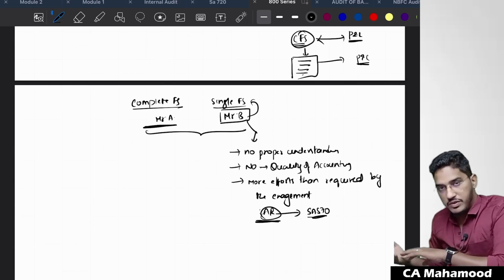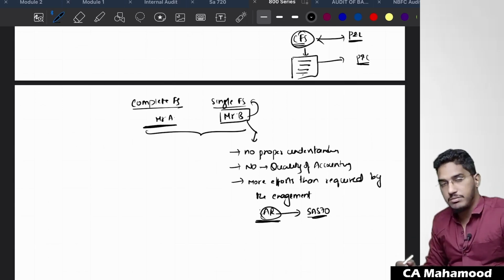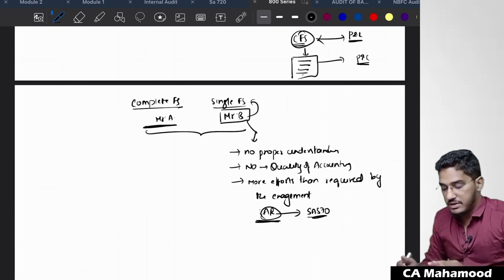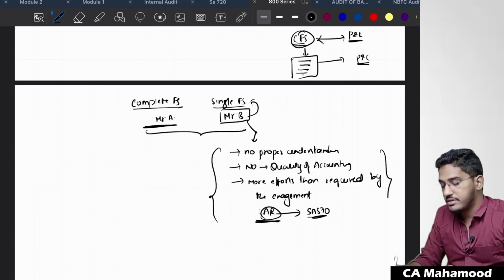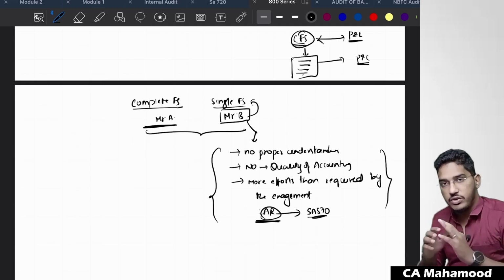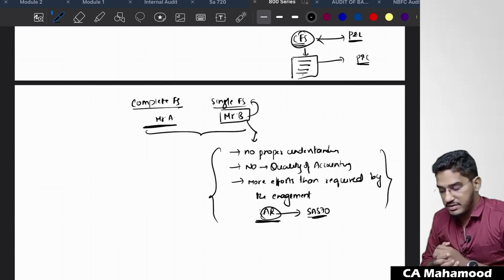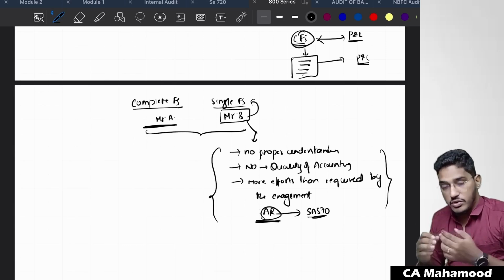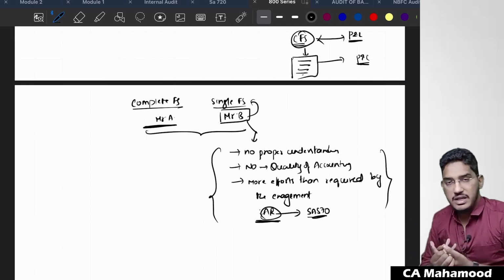But if you have done the complete set of financial statements, you will not have that problem. Why? Because you would have already done that for the complete set of financial statements. But if you are only asked to conduct the audit of a single financial statement, these problems might arise. You might not get a proper understanding of the entity's business. You might not get to know the quality of the accounting system. You might be required to perform more efforts than actually required.